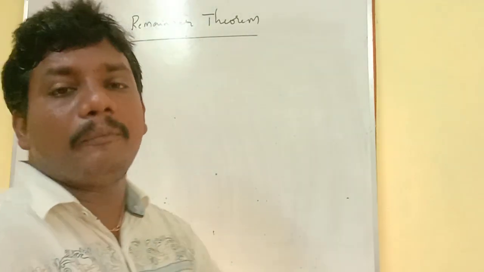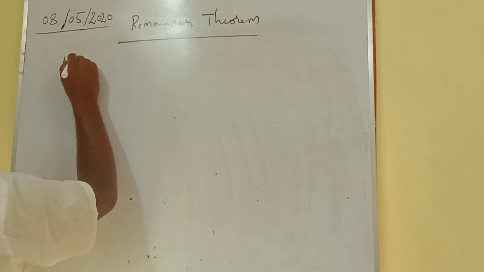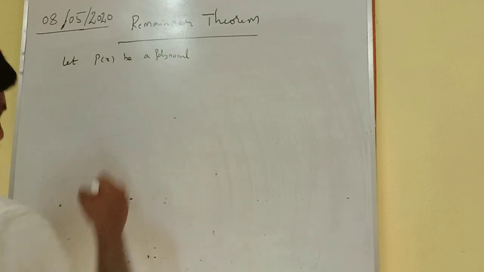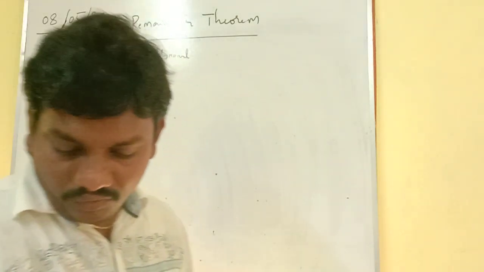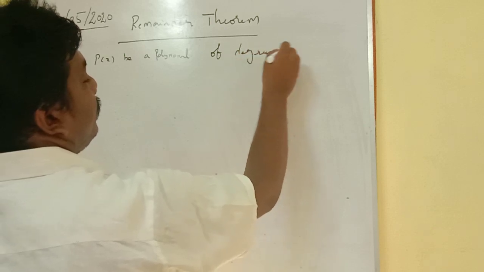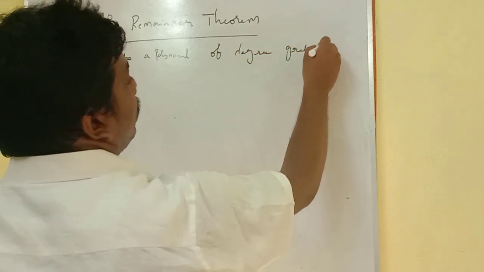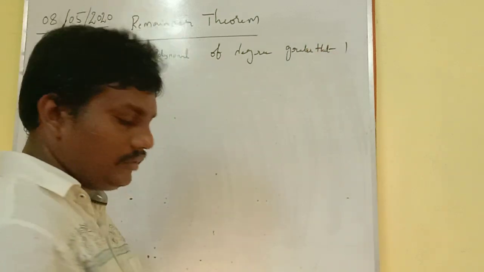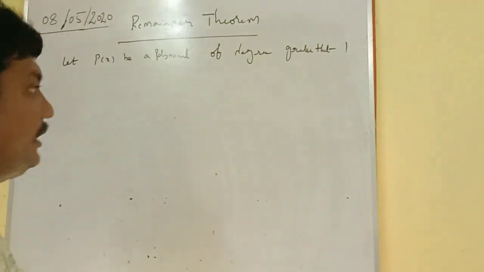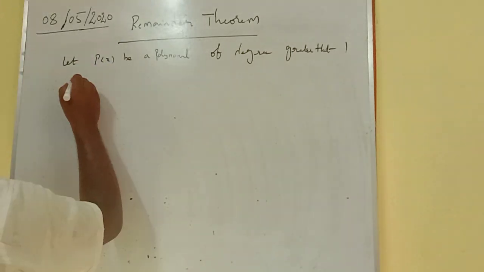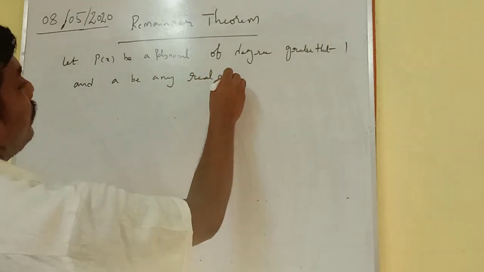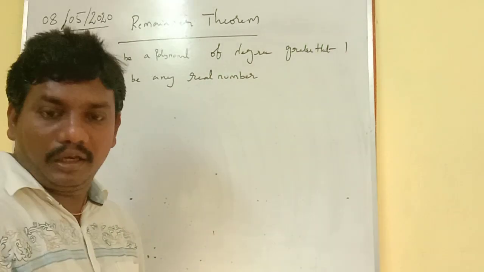Let p of x be a polynomial of degree n greater than or equal to 1, and let a be any real number.